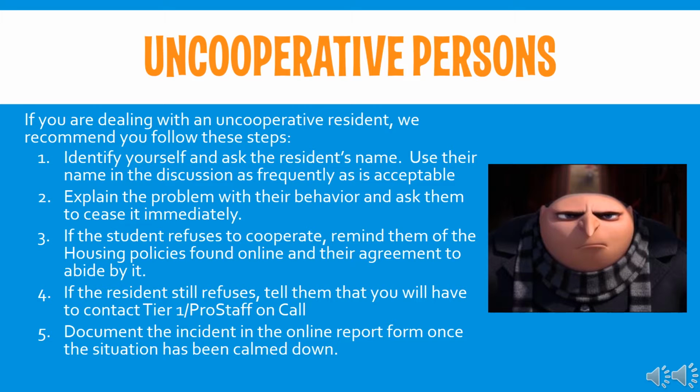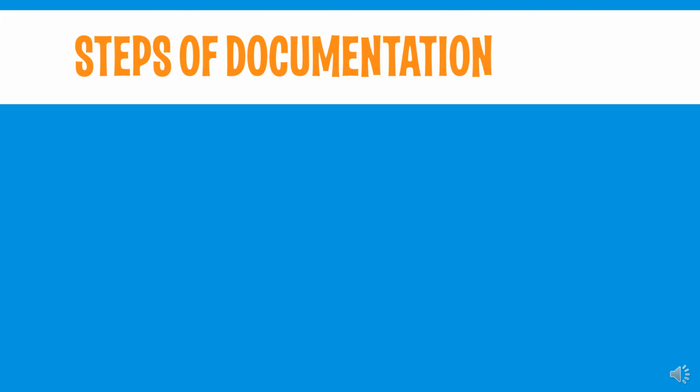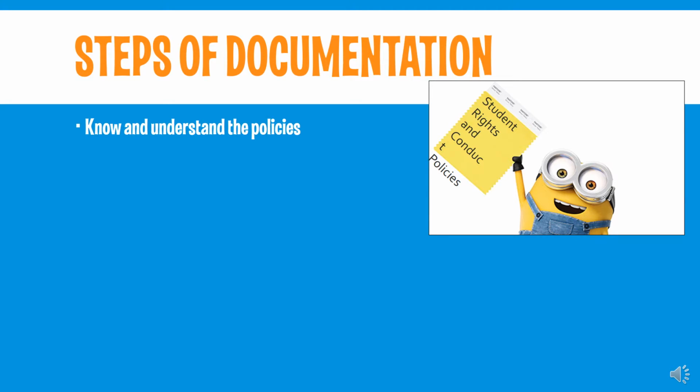Next, let's look at the steps of documentation. The first step of documenting policy violations is for you to know and understand the policies. If you don't know the policies, how would you be able to enforce them fairly and consistently? Second step is always to announce yourself and introduce yourself. When knocking on the door, always say, "Housing staff." When someone answers the door, introduce yourself as, "Hi, I'm the RA on call.